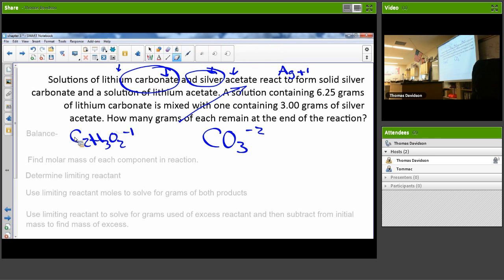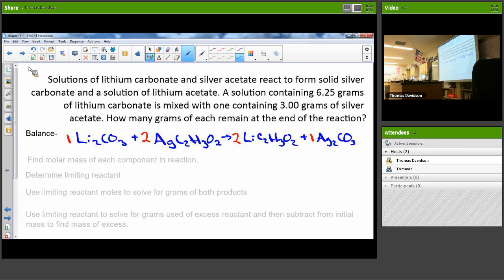Okay, so the first step was to write and balance the equation, which I projected for you. So it wasn't too hard, I hope. We had 2 lithiums because it's a 1 and a -2. We had just a 1 Ag, 1 C2H3O2 because it was a 1 and 1. Now, I'm not talking about the coefficients yet. I'm talking about the formulas. Then 1 Li to 1 acetate and 2 Ags to 1 CO3.